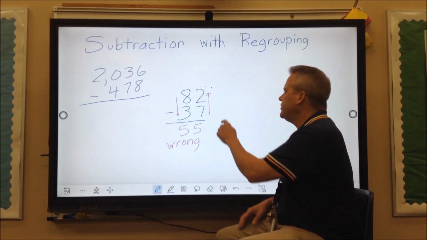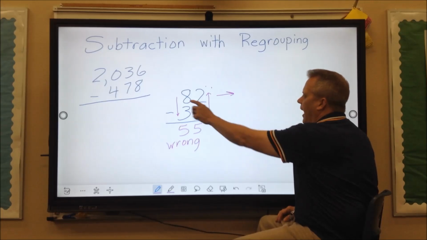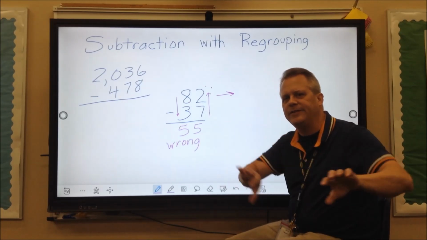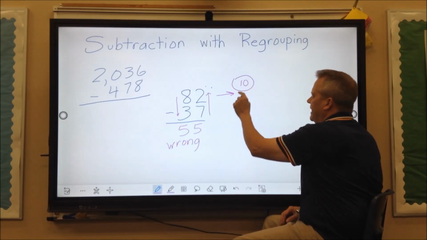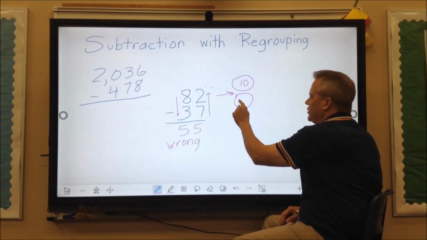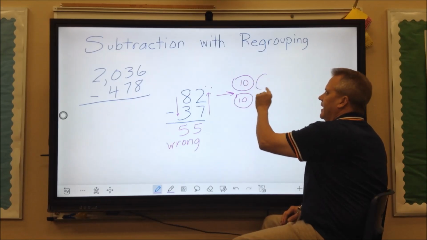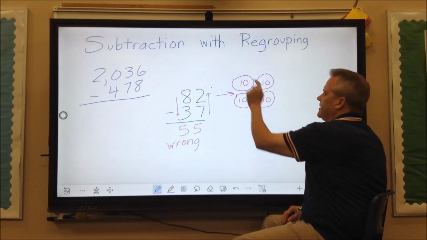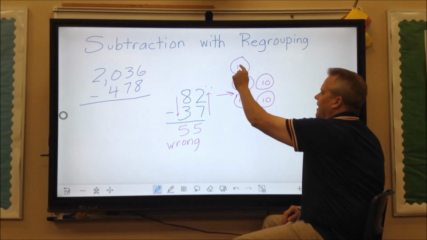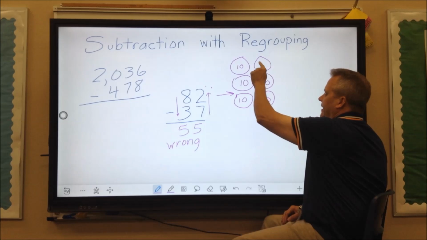So watch what I'm going to do here. I am going to break apart the tens from the ones. So what I'm going to do is make 8 little circles, little cookies. I'm going to make 8 of these. Why? Because if I have 8 of these, I end up with 80.